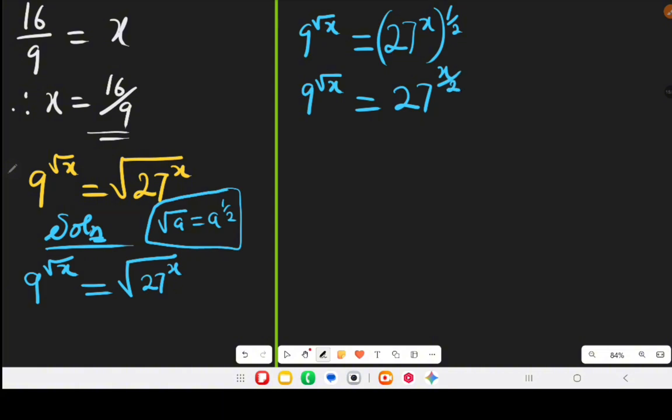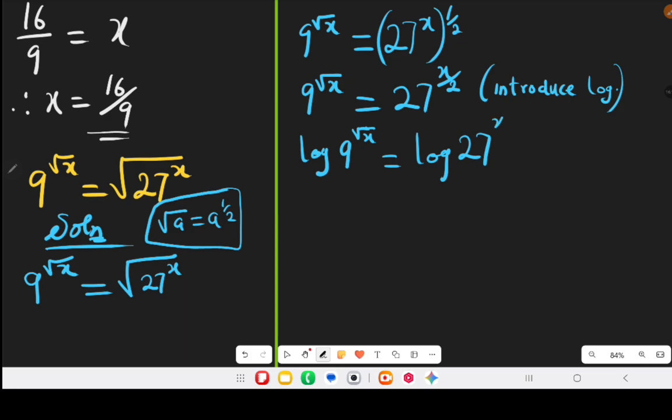Now we introduce logarithm. If we introduce logarithm, we have log of 9 raised to the power of root x equals log of 27 raised to the power of x all over 2.